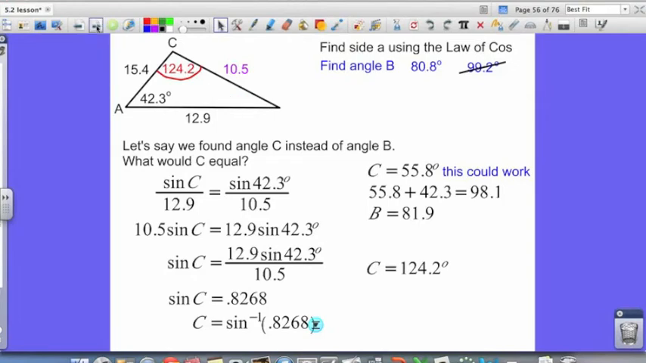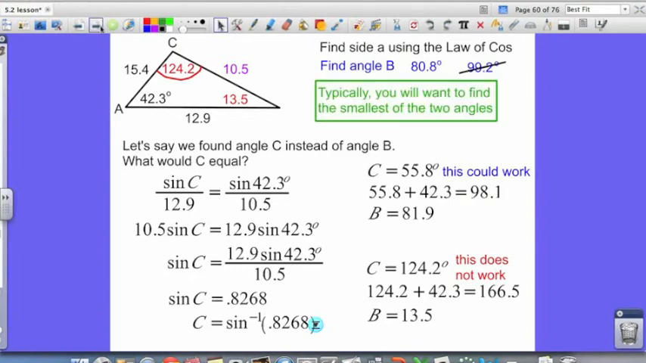But it could be 124, so let's put 124 in for C. Add the 124 and the 42.3, subtract from 180, and that'll give us 13.5. And obviously, this can't be the biggest angle opposite the biggest side, so we know this isn't going to work. But one quick way too is you can look and say 142 degrees is opposite a side that's smaller than the biggest. So when I look at this, I don't even have to go through all this work. I can just nix this out and go with this angle and then find the third pretty easily.